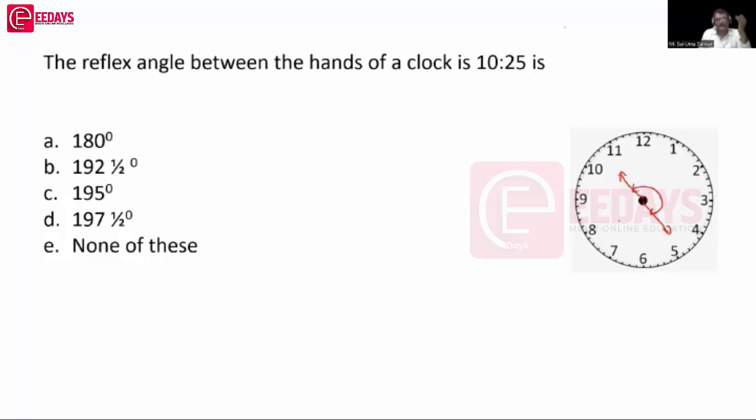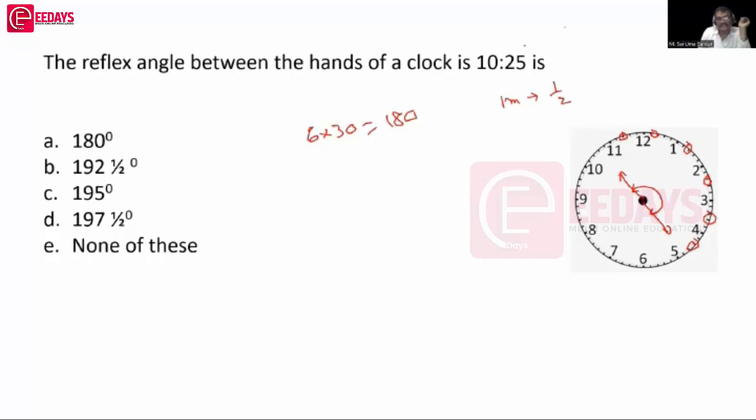Okay, so what happened? Already, you know that every 5 minutes part on the clock is 30 degrees. 1, 2, 3, 4, 5, 6. So, 6 into 30 is equal to 180 degrees. Now, in between these two, if I calculate this down, 1 minute, how many degrees for the hour hand? That is equal to half a degree.